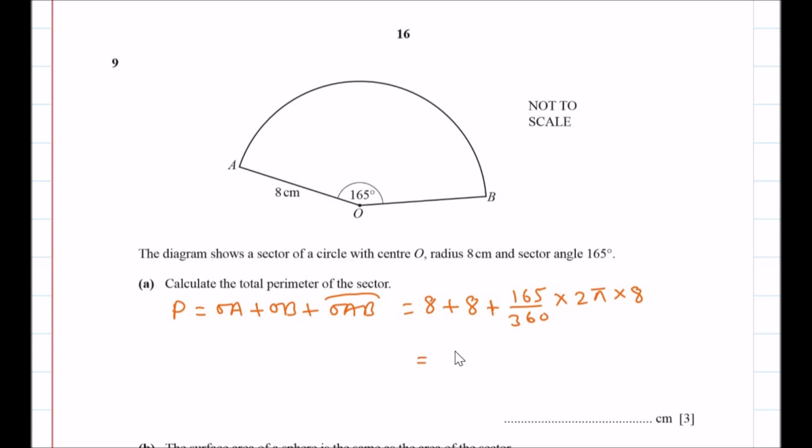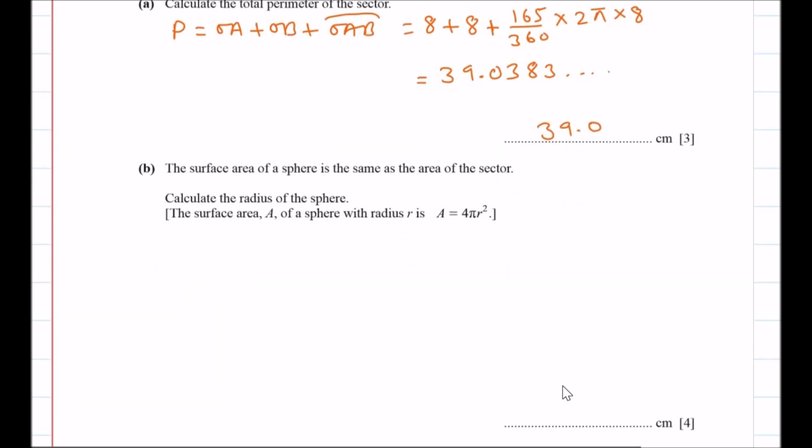Now we can straight away put in the calculator. Calculator gives us 39.0383 and so on. So we will write answer in 3SF. That will be 39.0. Done with this part.